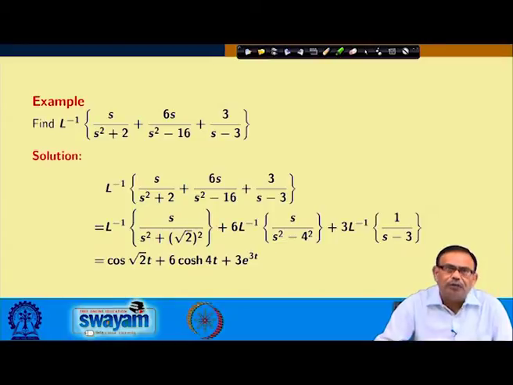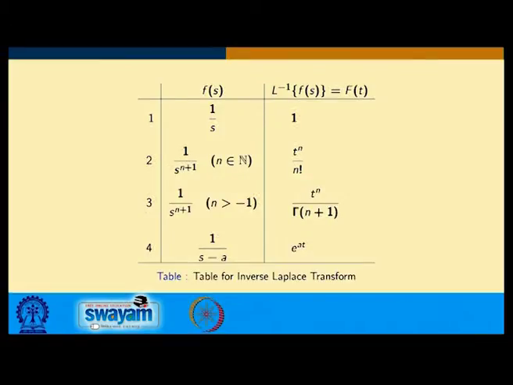So, you are just getting this value: cos of root 2 t, plus 6 cos hyperbolic 4t, plus 3 e power 3t. For your easy remembrance, I have given a set of Laplace transforms and the corresponding functions.